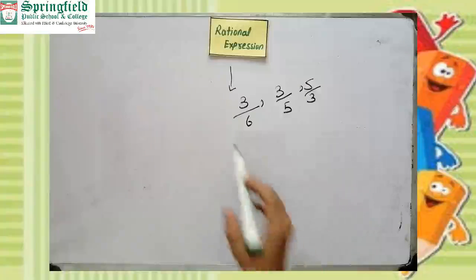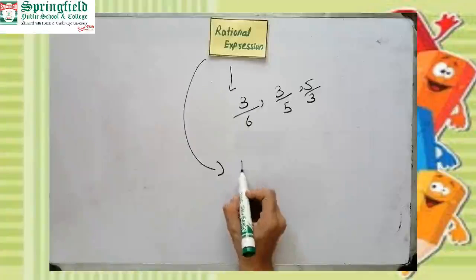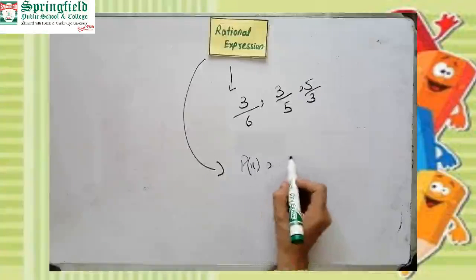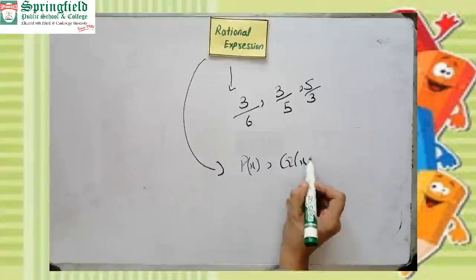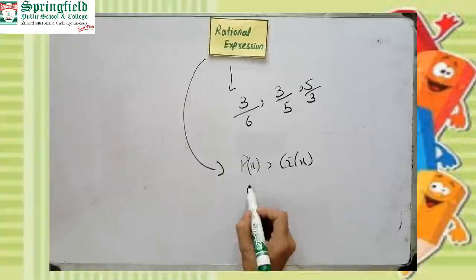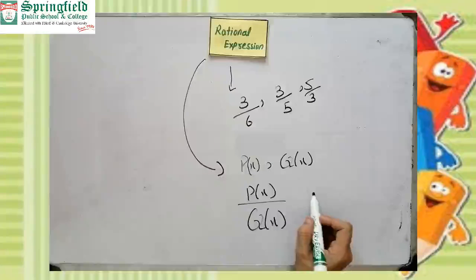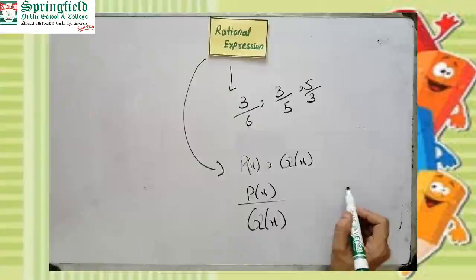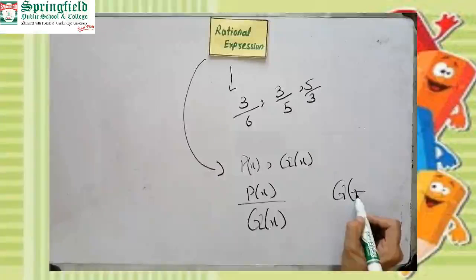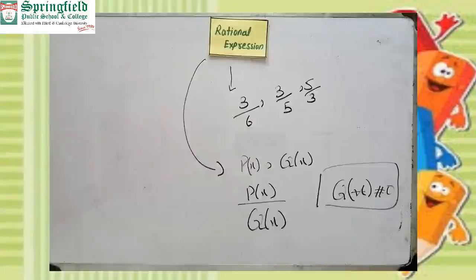But now we are talking about rational expression. So let's suppose there are two expressions, p of x is one expression and q of x is the other expression. How can we write it in rational form? Simply p of x divided by q of x is called a rational expression when q of x is not equal to 0. This is the situation. Understood, beta?